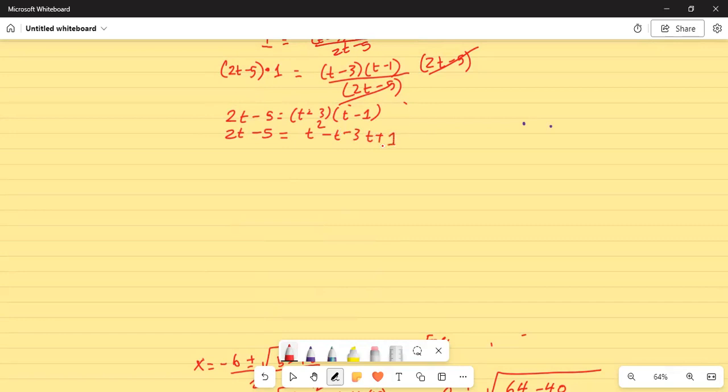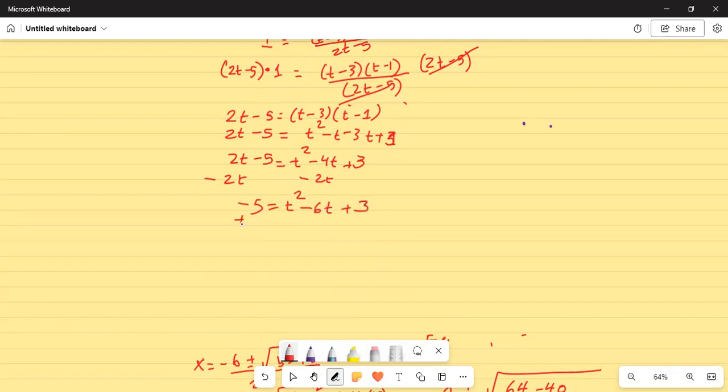plus 1. Again, let me make sure there is no mistake. This is t minus 3, right? Okay. Now this becomes 2t minus 5 is equal to t square minus 4t plus 1 plus 3 actually, right? 3 times 1 is 3. So plus 3. Okay, so I will subtract 2t on both sides. So it becomes minus 5, subtract 2t on this side, is equal to t square minus 6t plus 3.